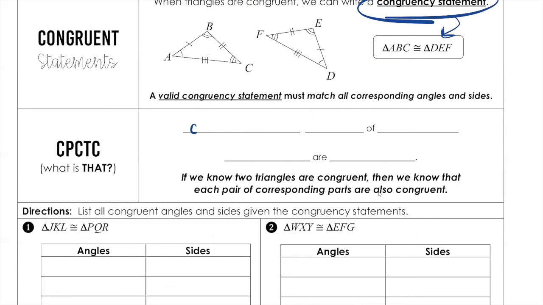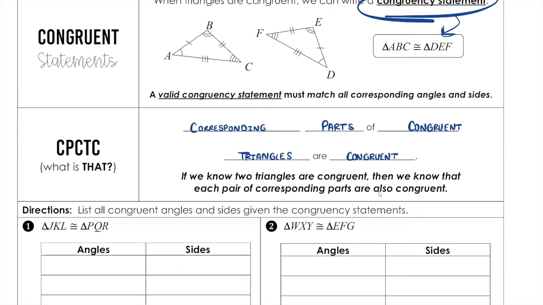So what it says is corresponding parts of congruent triangles. Oh, let me write the word congruent. Are congruent. Corresponding parts of congruent triangles are congruent. CPCTC. And that's just simply saying what we were just talking about. If my triangles are congruent, then the 3 angle relationships and the 3 side relationships are also congruent.